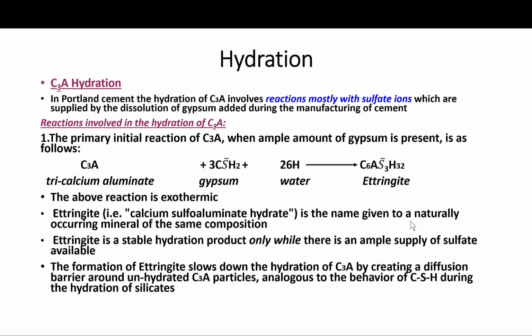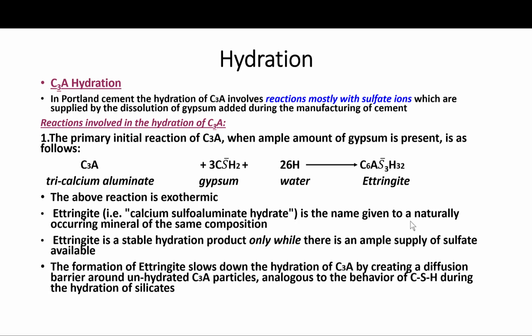That's why gypsum is added to control and slow down this reaction. So in Portland cement, the hydration of C3A involves reaction mostly with sulfate ions, which are supplied by the dissolution of gypsum, typically gypsum added during the manufacturing of cement. So, the reaction involved in the hydration of C3A.